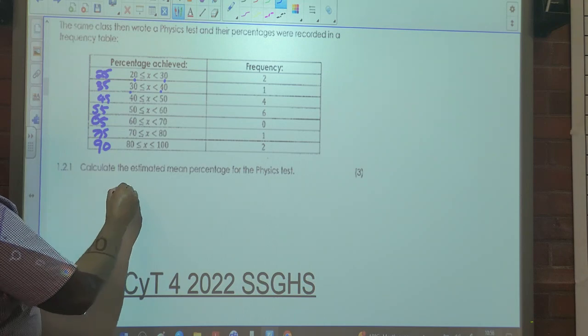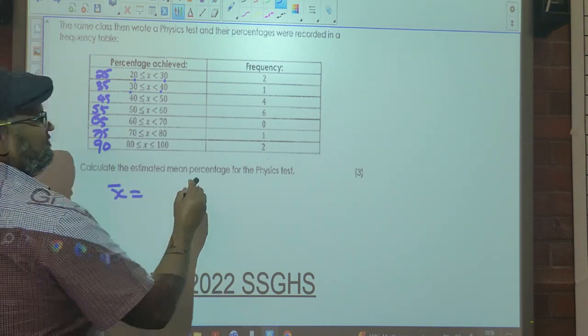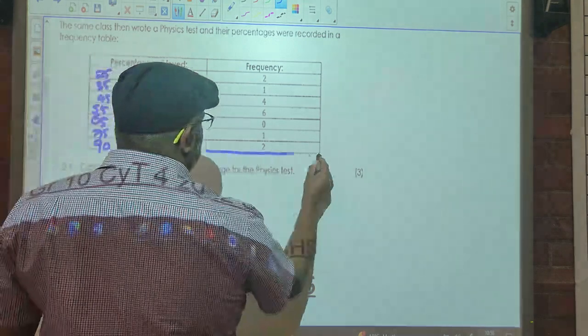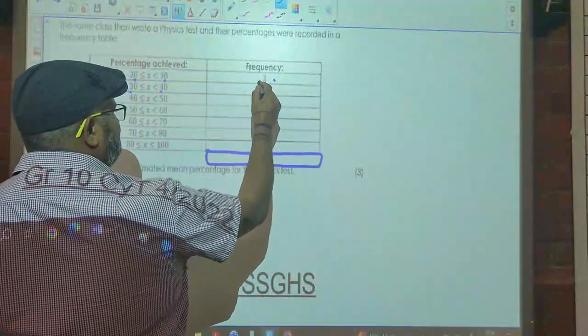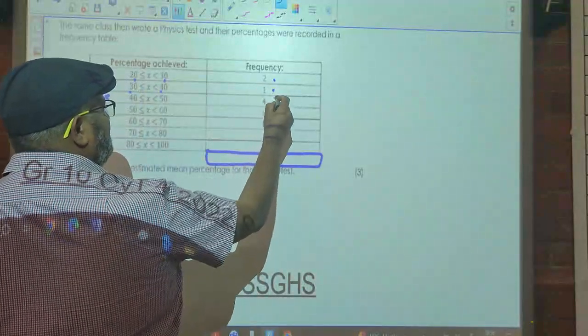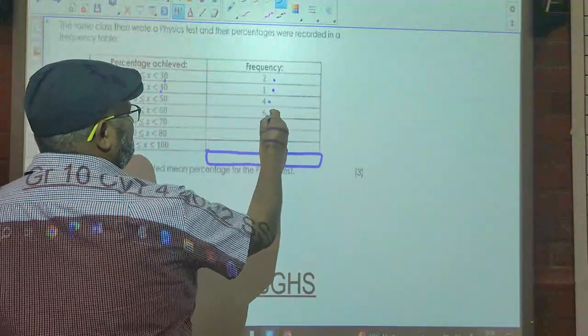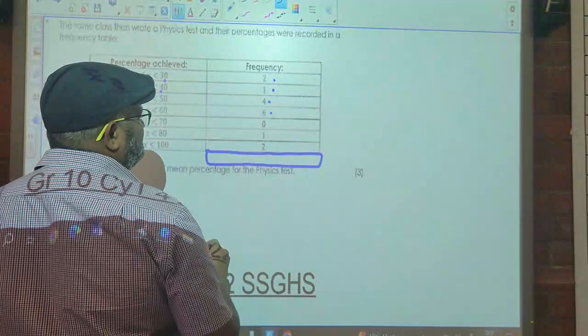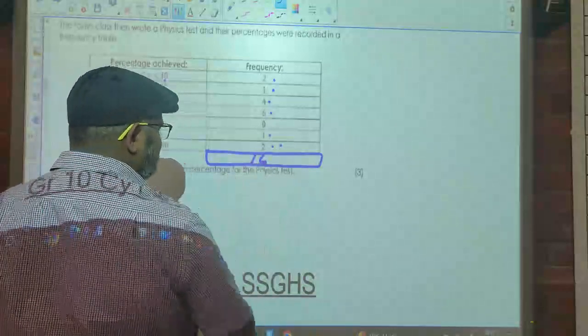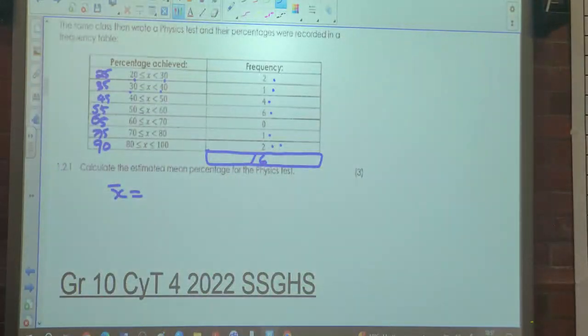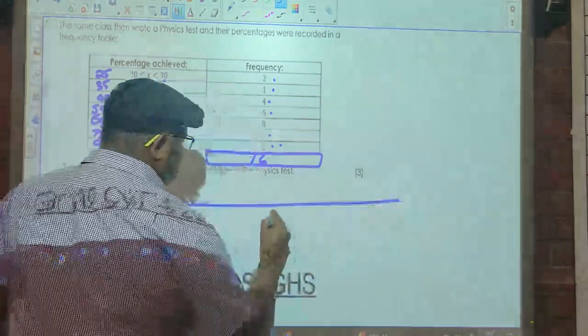So to work out your mean, we firstly say, okay, how many people are in this class? 16, eh? And you can confirm it by adding these values up. So it's 3, 7, 7 plus 6 is 13, 14, 15, 16. So yes, it's 16. So what we do is we divide by 16.